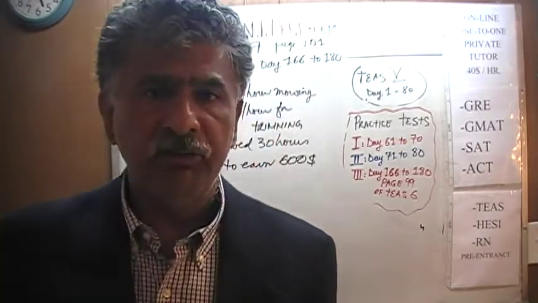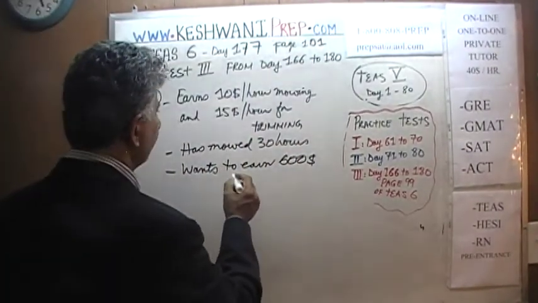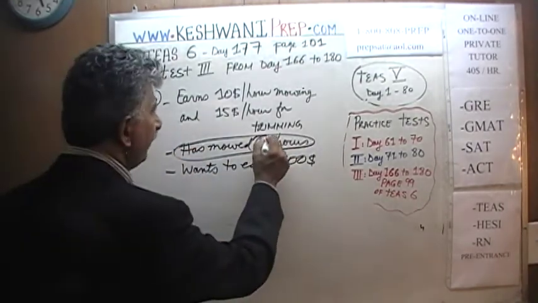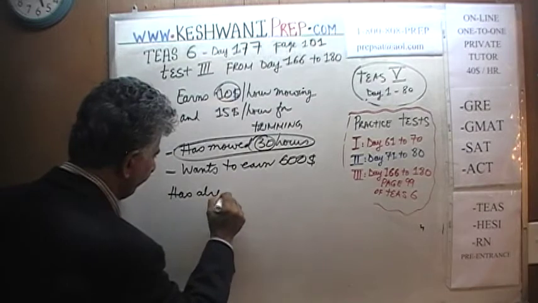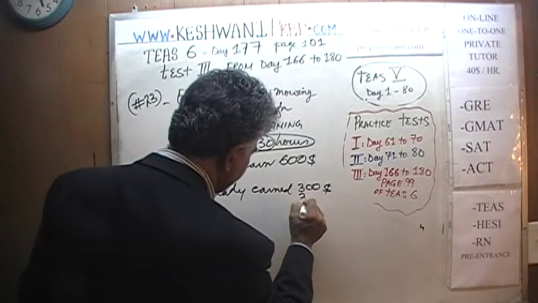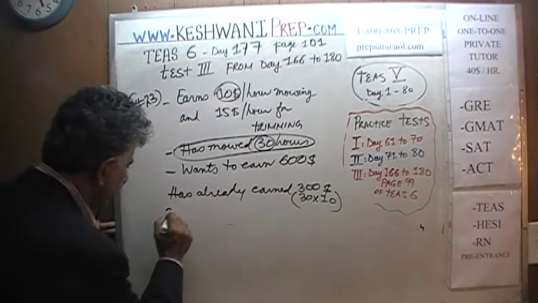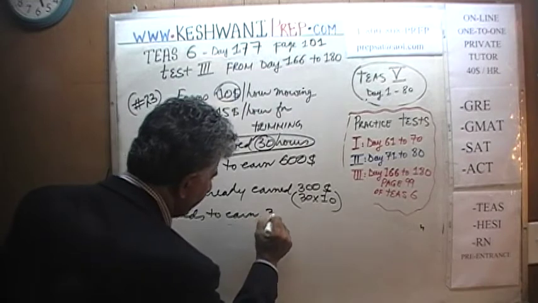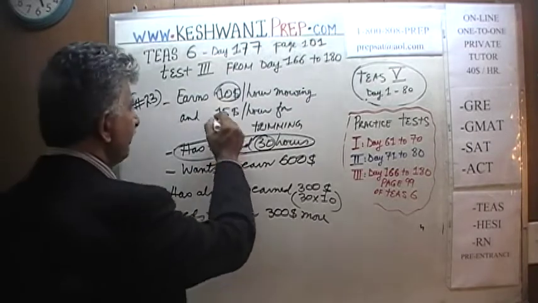Well, a total of $600 is the same as saying the remaining $300, because she has already earned $300. You see, we are told that she has mowed for 30 hours. Well, if she has mowed for 30 hours and she charges $10 an hour when she's mowing, she has already earned $300, which is 30 times $10. She needs to earn another $300 more by trimming. And for trimming, she charges $15 an hour.